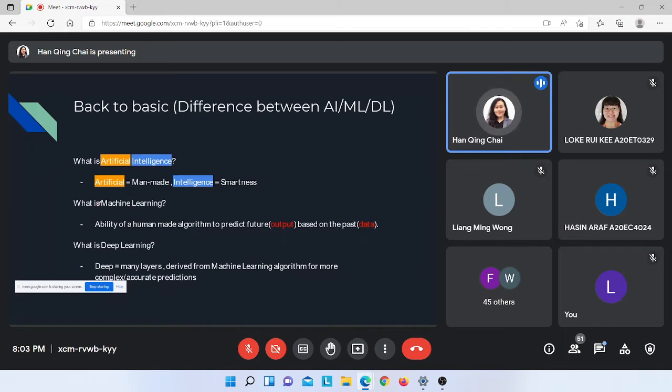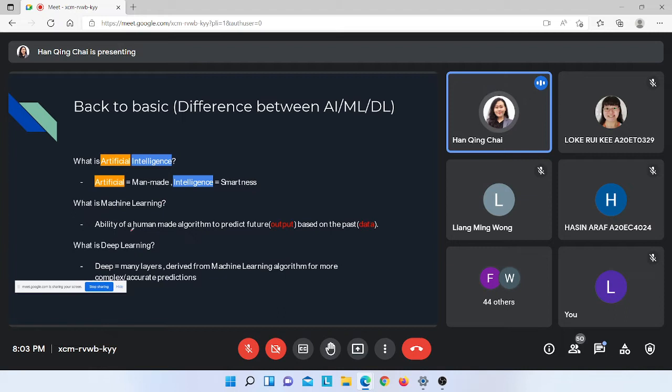Breaking down into some of the subsets is machine learning. Machine learning is actually the ability of the human-made algorithm to predict the future output based on past data. This is related to artificial intelligence, because we are trying to create a computer algorithm that mimics human intelligence. One of the abilities humans have is to predict and make decisions based on our predictions and the factors that affect them, and that produces artificial intelligence.